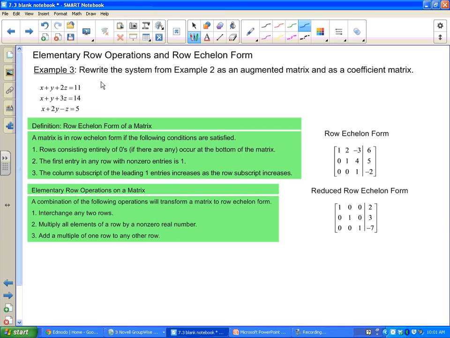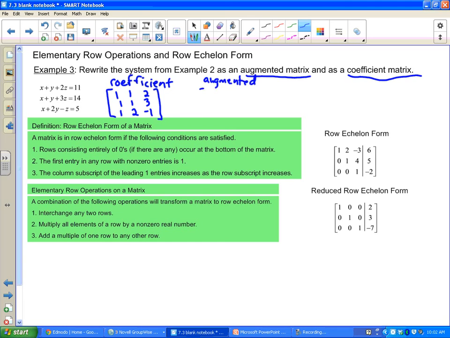The first thing we want to talk about is what an augmented matrix and a coefficient matrix are. Let's actually start with the coefficient matrix. I have this system here from example two, and we're going to write the coefficient matrix for that. Well, coefficients are the numbers in front of our variables. So the coefficient matrix simply has the numbers in front of our variables. Since we have three variables and three equations, that's going to make it a square matrix, a 3 by 3. Okay, so that's our coefficient matrix that we'll be using in a little bit.